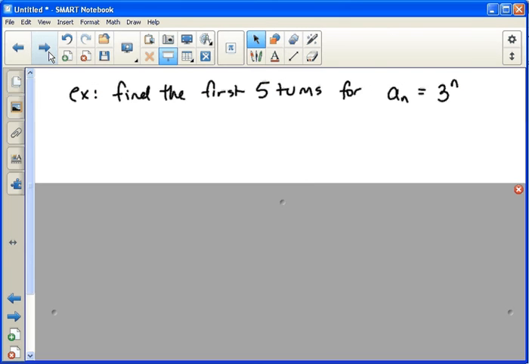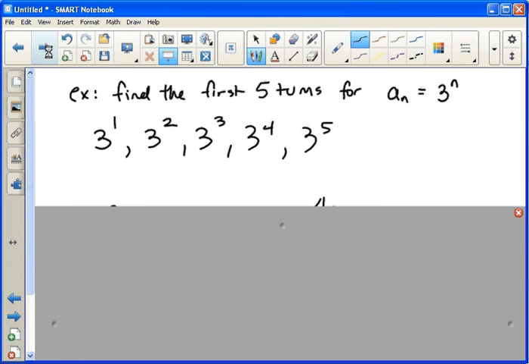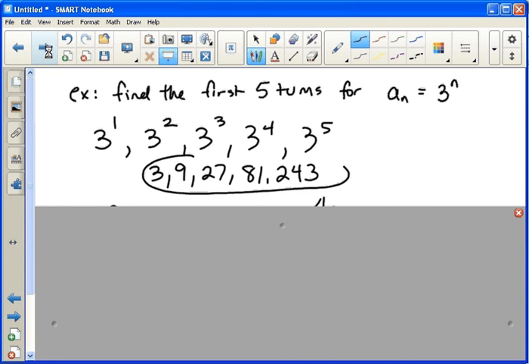Find the first 5 terms for the sequence a_n equals 3 to the n. So the first 5 terms. This one we'll just do by hand. First 5 terms we would get 3 to the first, which is 3, 3 squared, 3 cubed, 3 to the fourth, 3 to the fifth. Because if you notice, I'm just plugging in 1, then I'm plugging in 2, then 3, then 4, then 5. And so my answer would be 3, 9, 27, 81, 243. So those would be the first 5 terms of my sequence. And all I did to get those was plug in 1, then 2, then 3, then 4, then 5.